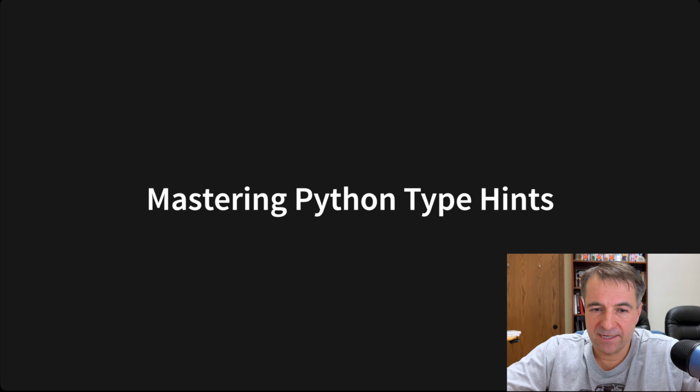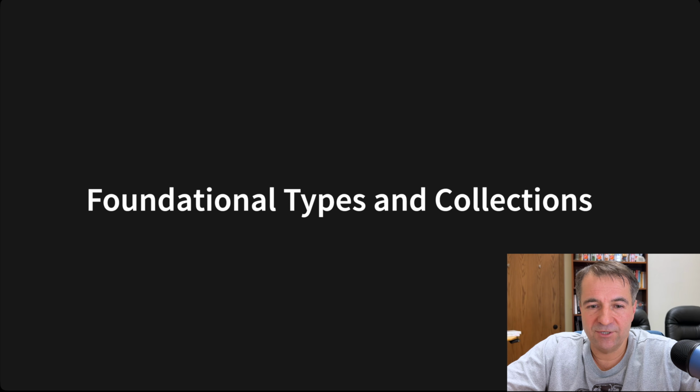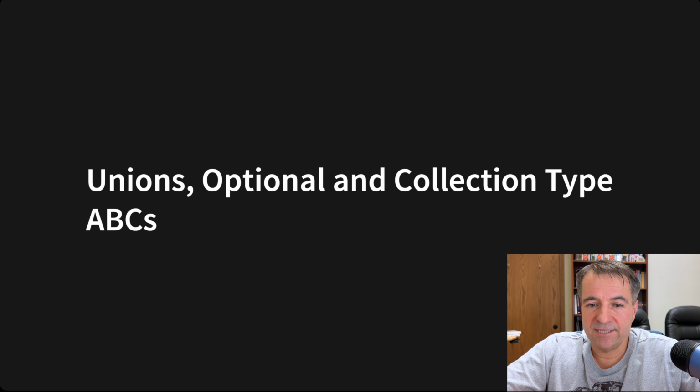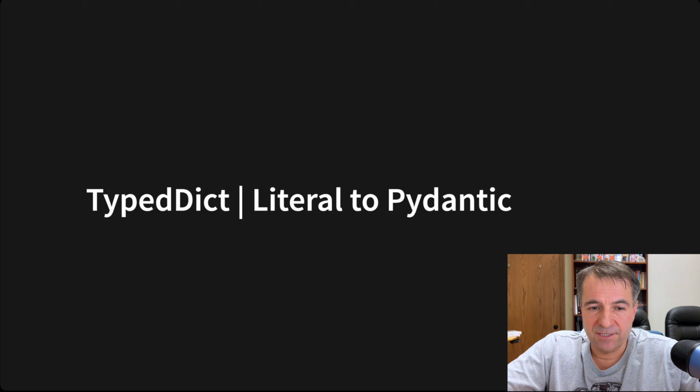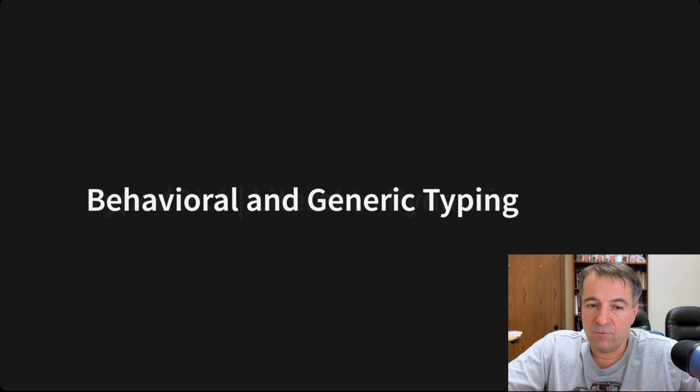Part of this, we're going to cover the following: foundational types and collections. We're going to do unions, optional and collection types, abstract base classes. We look at literal and TypedDict types. And then we're going to move from TypedDict and literal type annotations to Pydantic, and we'll combine type annotations with Pydantic. We're also going to look at behavioral and generic typing, some fascinating code that we'll look at over here.